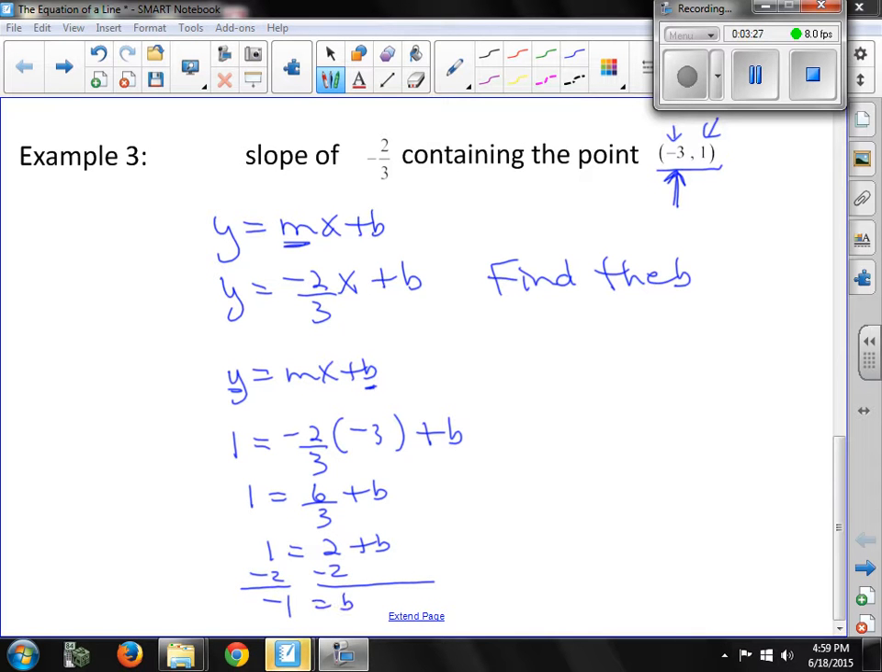So I found the b. What I have to do, though, is plug it back in for b. So y equals -2/3 x minus 1. There's the equation of the line with a slope of -2/3, and it has to be going through this point.